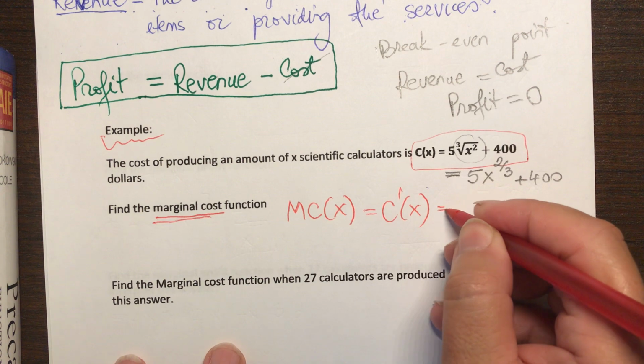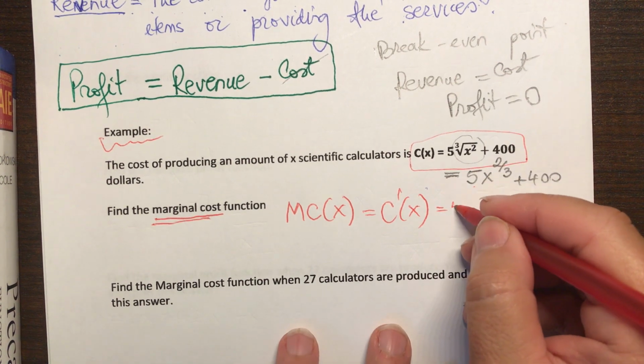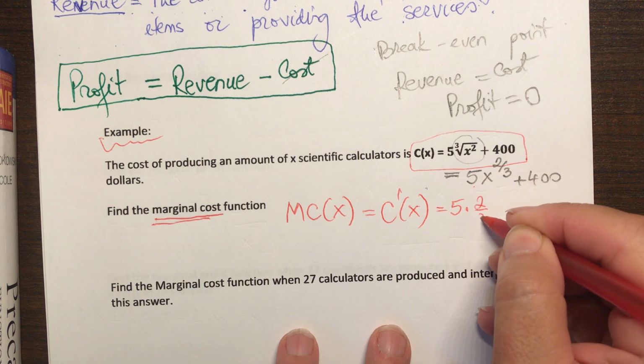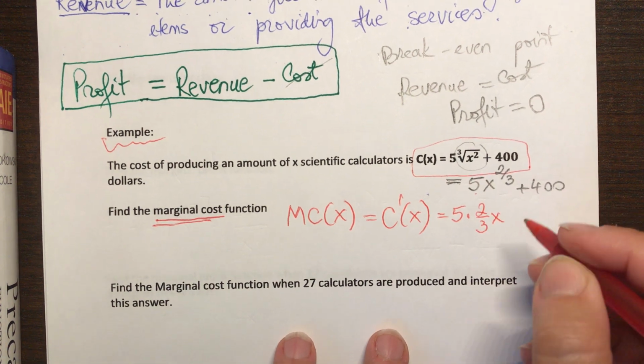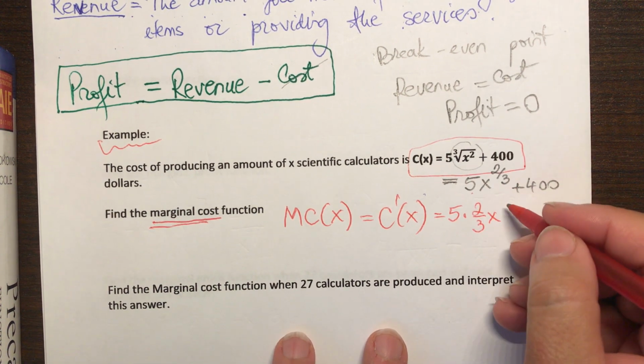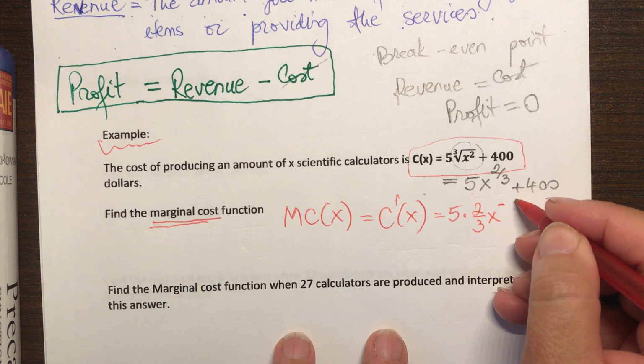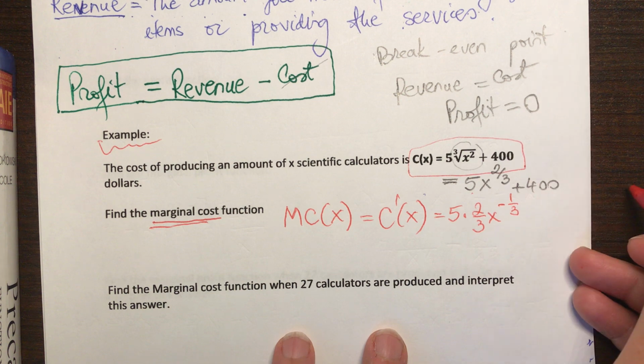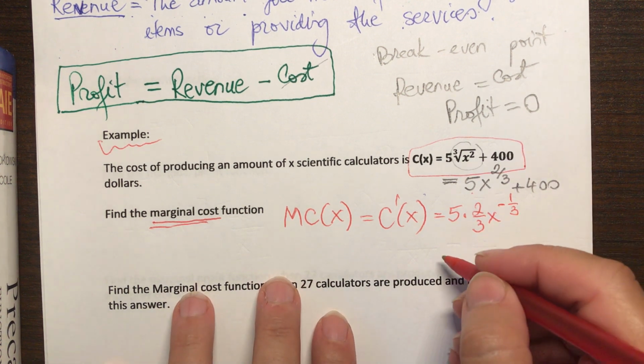Well, according to my rules, you'll keep the 5 coefficient times the 2/3 comes up front, x to the 1 less than 2/3, or 2/3 minus 1 is negative 1/3. And then the derivative of 400, that's just 0.